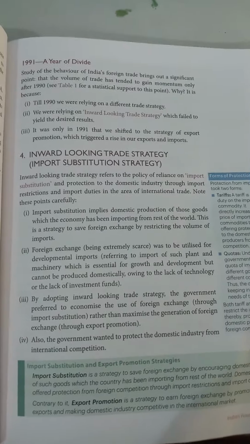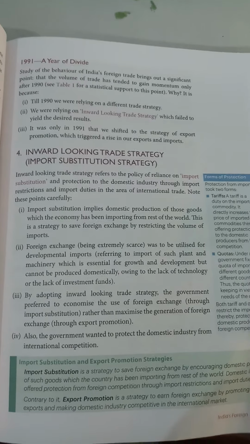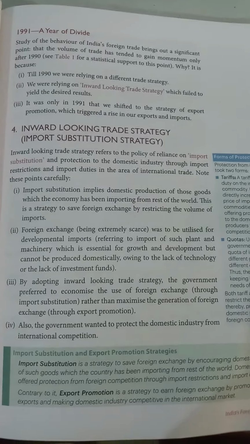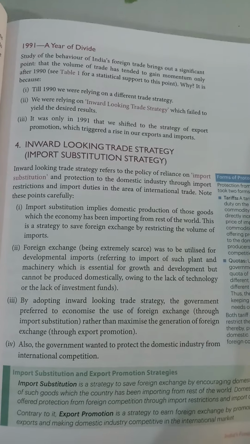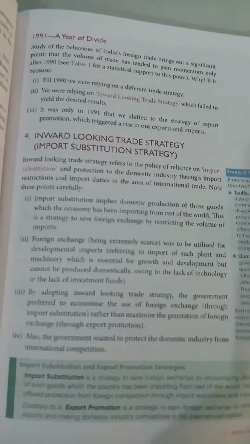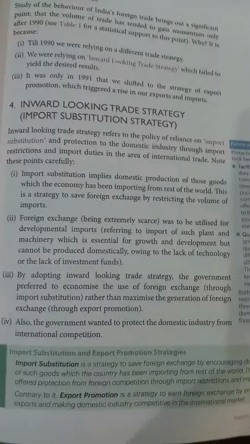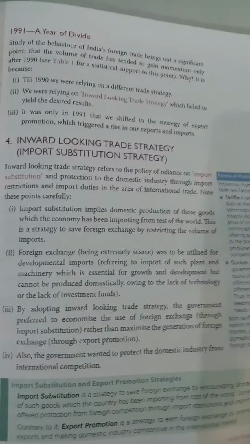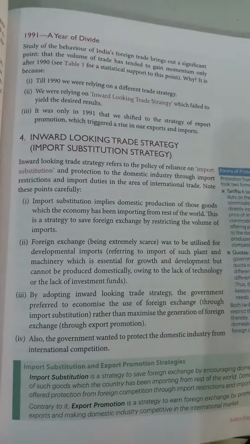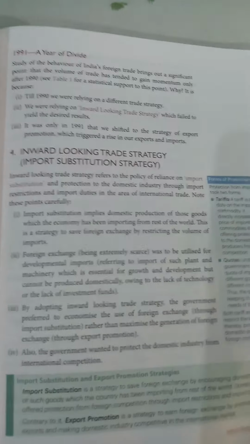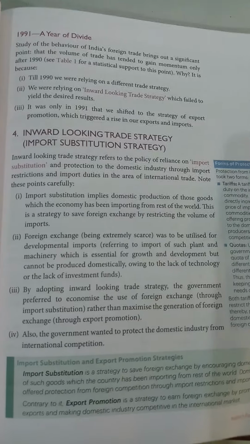Now the question is, what are the ways in which our domestic industries can be protected? Well, there are two ways from which we can protect ourselves from imports. One is tariff, and the other is quota. Now, what is tariff? It is a duty which is charged on the imported good.